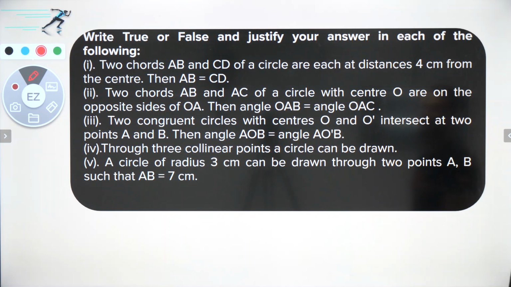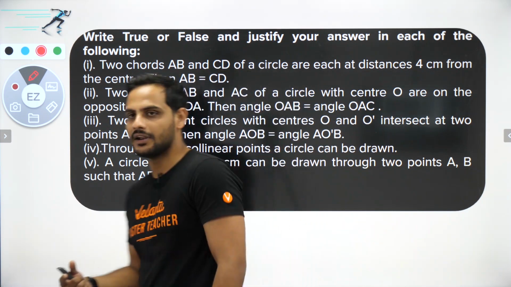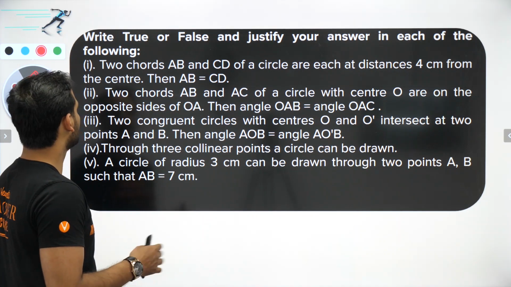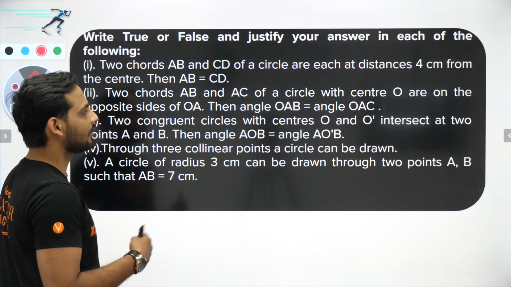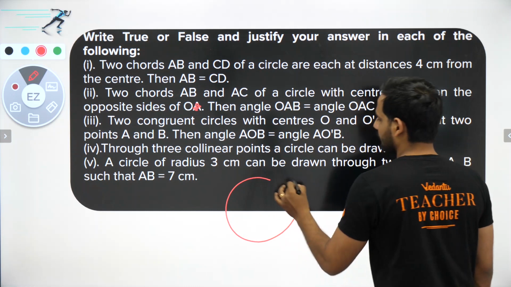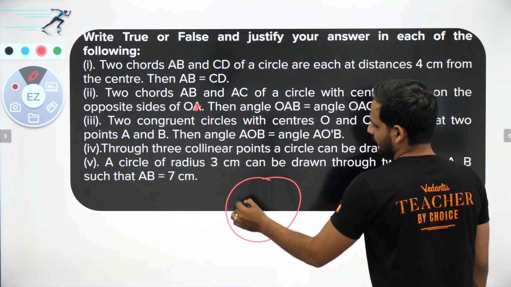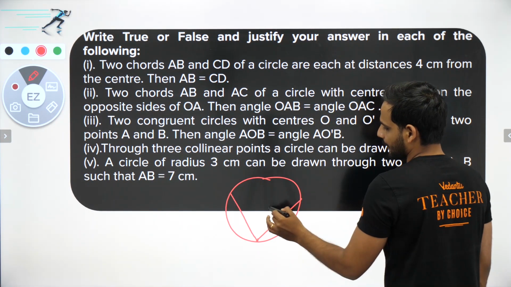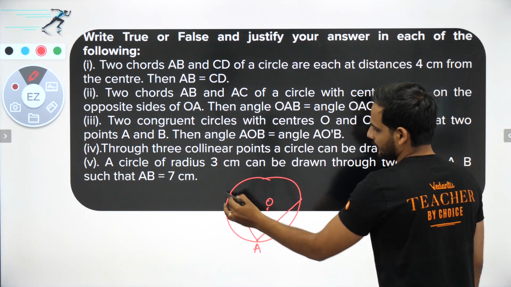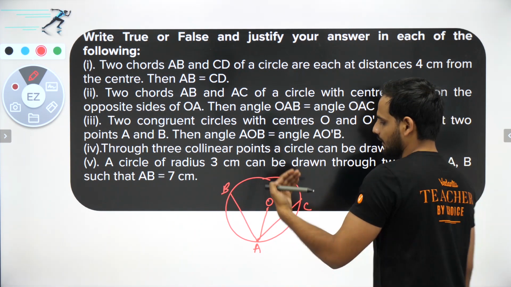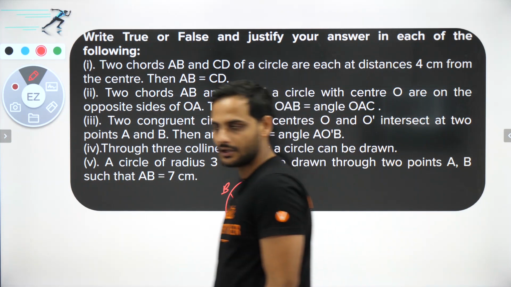Two chords AB and AC of a circle with center O are on the opposite sides of OA. Opposite sides of OA. That means if you have a circle like this, center O is here, A is here, B and C. OB is on this side, AB on this side, AC on this side. So this is what the diagram looks like.